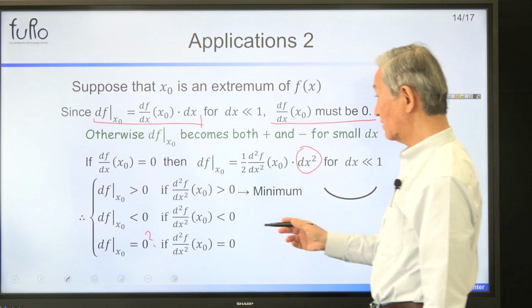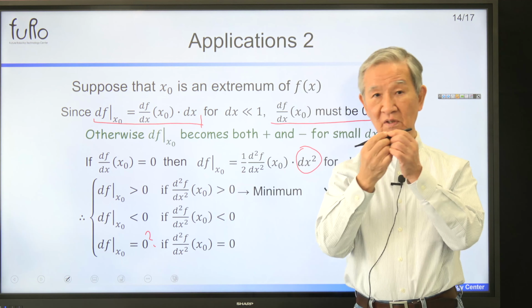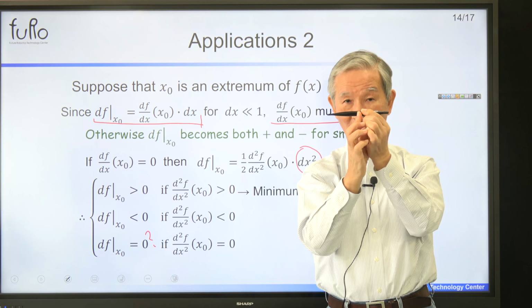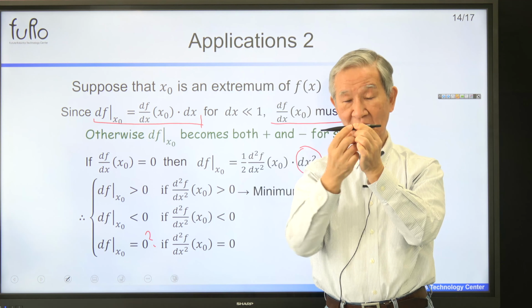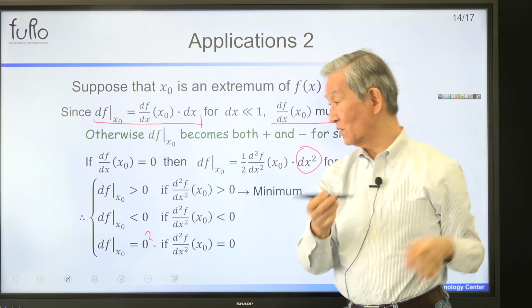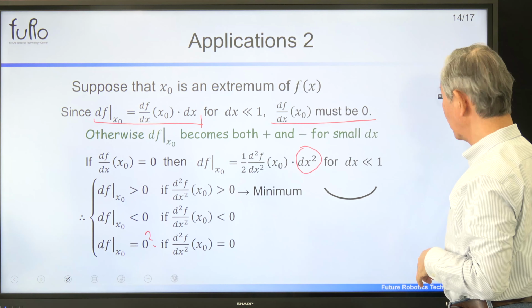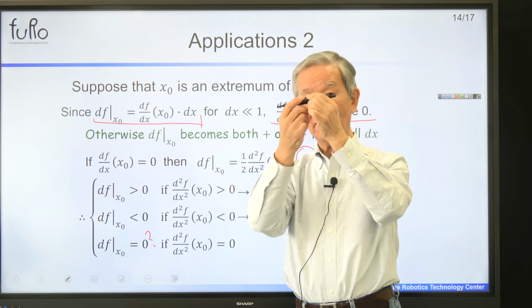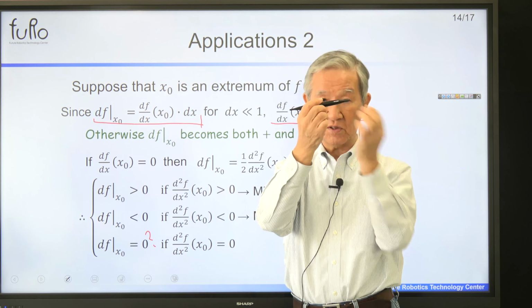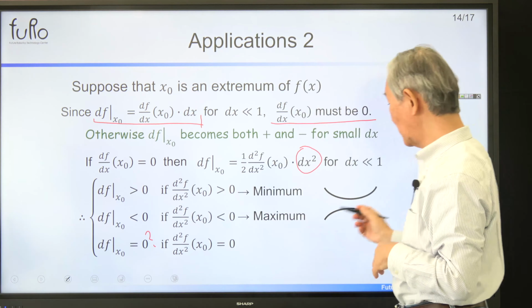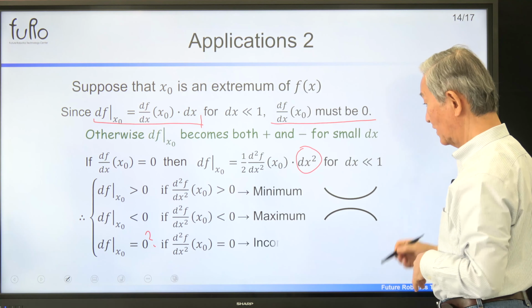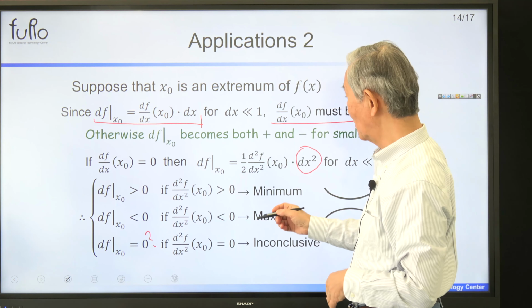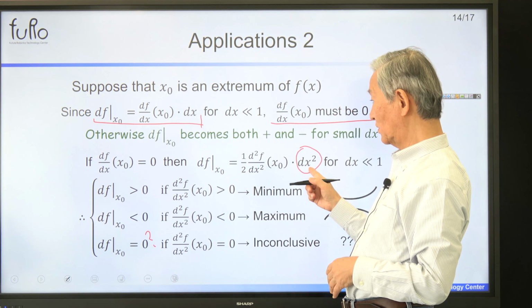So in this case, this is greater than 0, so like this, right? As you move away from that point, it goes up because df is greater than 0. So that means it must be a minimum. And the other way around, if df is less than 0, it goes down regardless of the direction you go. Therefore, that must be a maximum. And if it is equal to 0, inconclusive, because that term is gone, so now this is not true.